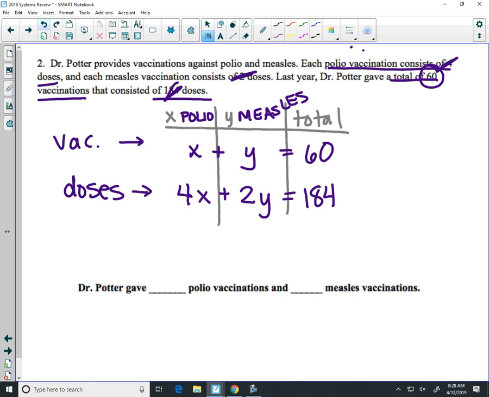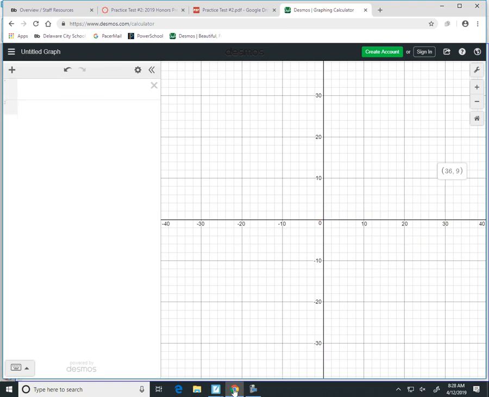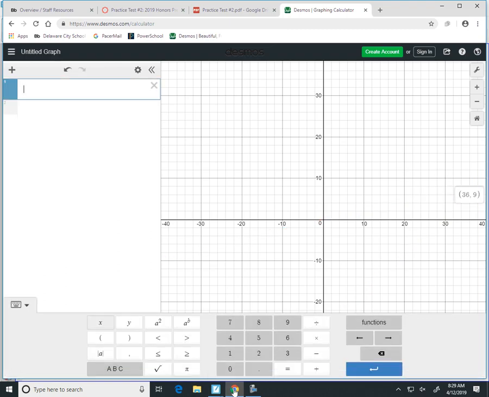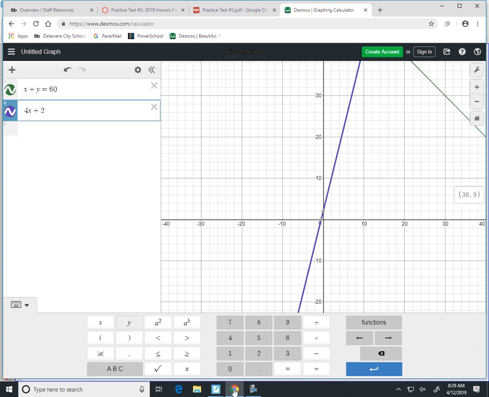See where your 2 lines cross. That's the work. The rest of it is Desmos and write down the answer. So the hard work on these is writing the equations. X plus Y equals 60. And then 4x plus 2y, was it 184?